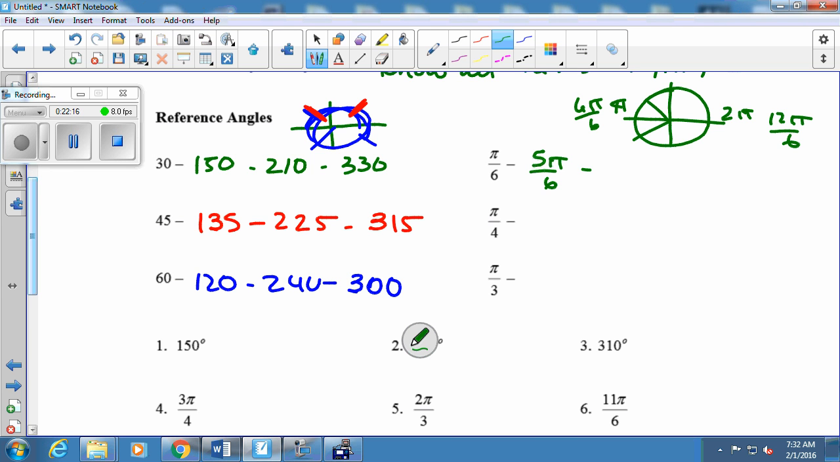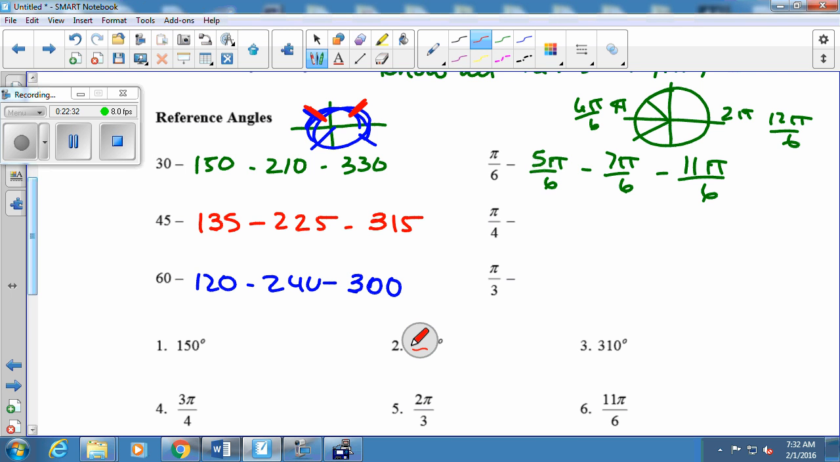What's the additional one? What do you get? 7 pi over 6. And in the very last quadrant, you had to circle all the way around, take one off, and you are at 11 pi over 6. Okay, let's try pi over 3.